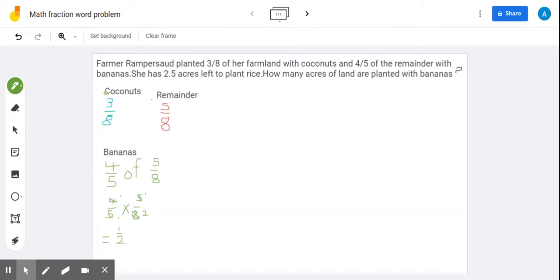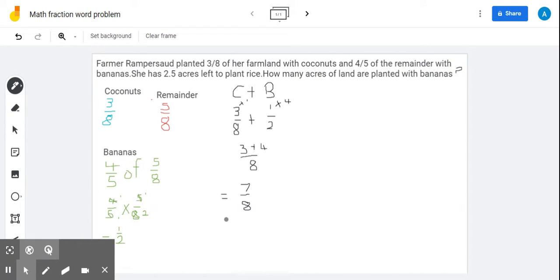So now that we know the fraction of the farmland that was used to plant coconuts and bananas, we can determine what fraction of the farmland remained to plant rice. And to do that, we have to add coconuts and bananas. Now, 3/8 plus a half would give us 7/8. So that is telling us that 7 out of 8 parts of the farmland were used to plant coconuts and bananas. So therefore, 1 out of 8 parts would remain to plant the rice.